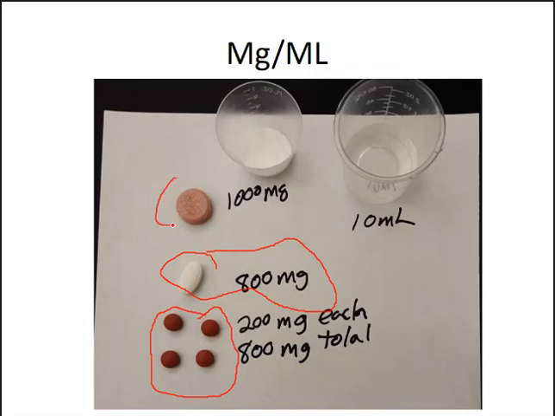This at the top is a 1,000 milligram tablet. And also in this cup is 1,000 milligrams. In the other cup, we've got 10 milliliters of saline to dilute that 1,000 milligrams. And so I'm going to do that. I'm going to mix this 1,000 milligrams into that 10 milliliters. So to be 1,000 milligrams in 10 milliliters, which ends up being 100 milligrams per milliliter.